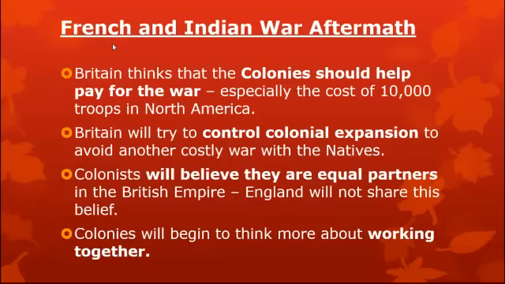Also, Britain tried to control colonial expansion, because if the colonists were to expand westward, that could mean another war with the natives. After this war as well, colonists believed that they were equal partners in the British Empire. England doesn't really believe that. Also, the colonies are going to begin thinking much more about working together.